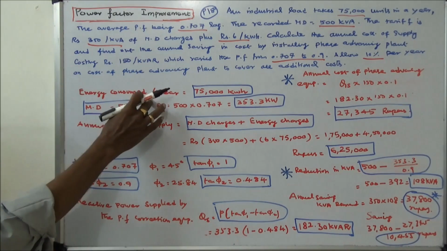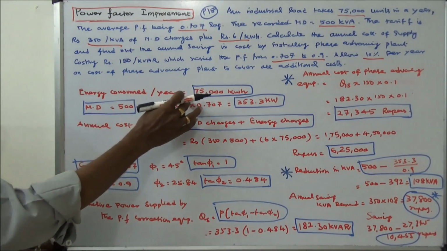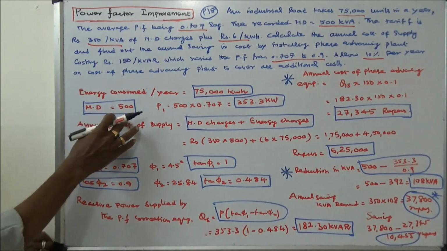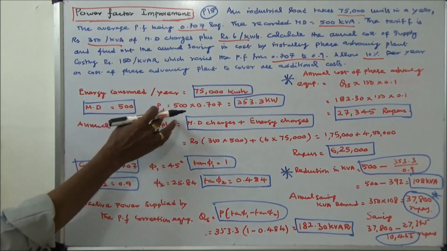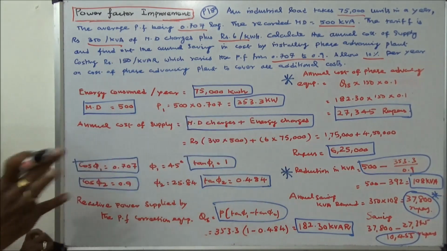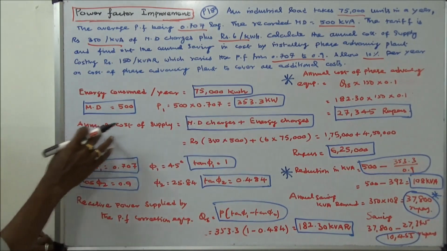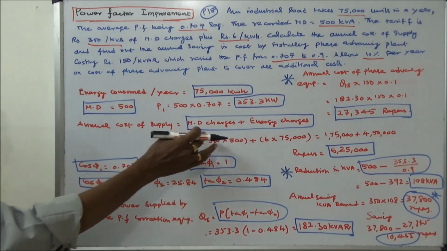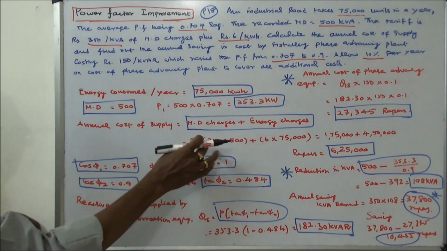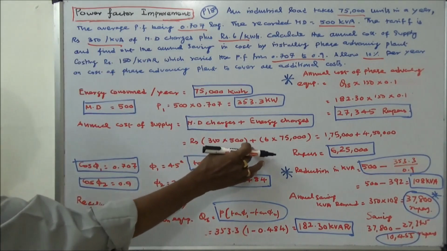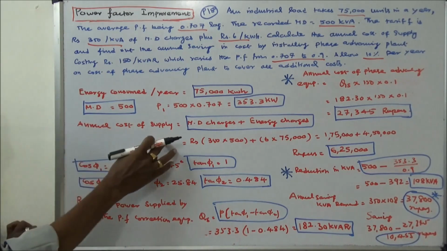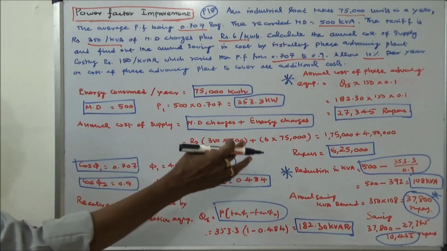Energy consumed per year is given, 75,000 kilowatt hour. Maximum demand is 500. So P1 is equal to 500 into 0.707, that is equal to 353.3 kilowatts. Annual cost of supply is equal to maximum demand charges plus energy charges. So this is 350 into 500 plus 6 into 75,000. So the annual cost of supply is 6,25,000.